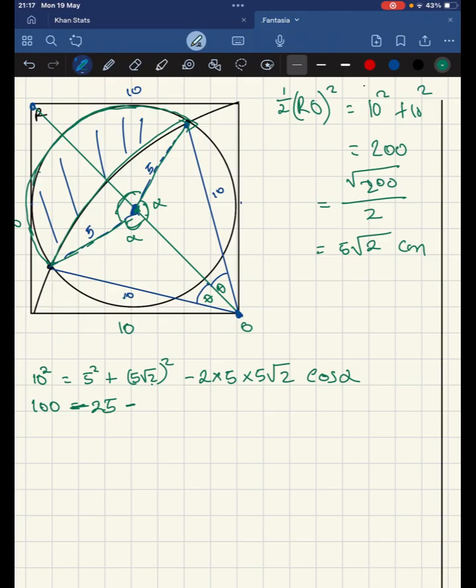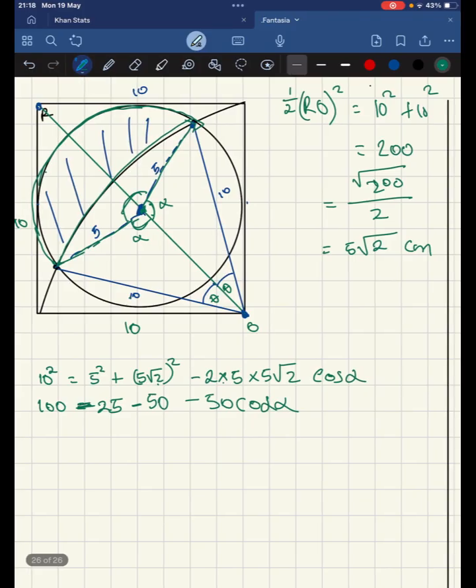What is this one now? Going to be 5. This is 2 times 2. This is 2, 5, 50, right? 2 times 2 will count 2 minus 50 cos, right? And I think I have forgotten my less than or equal to sign, right?